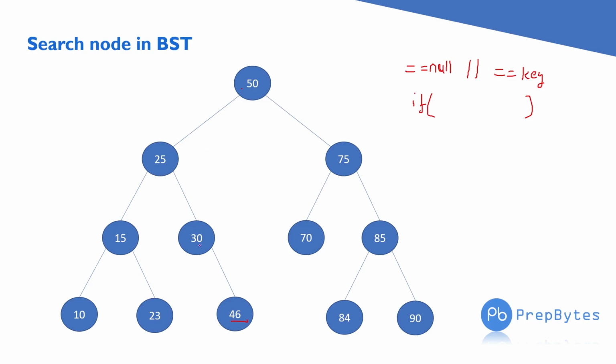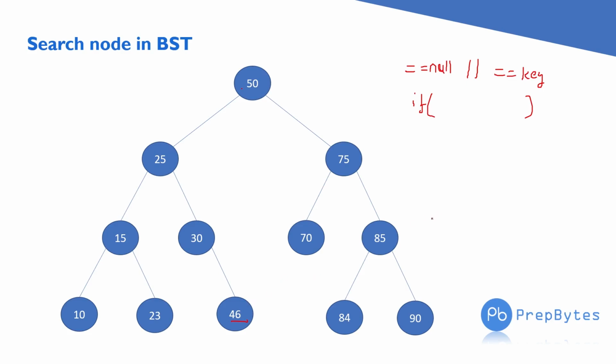Right. 30, is it equal to null? No. Is it equal to 46? No. So left or right? Greater than 30, right. 46, is it equal to null? No. Is it equal to 46? Yes, it is equal to 46. So simply return true and print, yes, 46 is found. Just do this much. It is very, very easy. I think you can easily do this code.